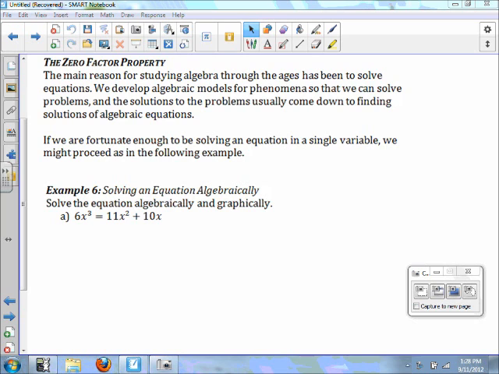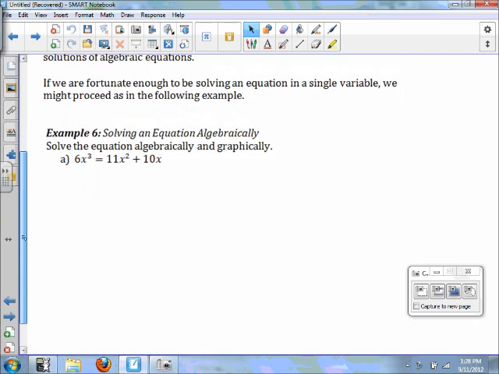Now, the main reason for studying algebra throughout the ages has been to solve equations. We develop algebraic models for phenomena so that we can solve problems, and the solutions to the problems usually come down to finding solutions of algebraic equations. If we are fortunate enough to be solving an equation in a single variable, we might proceed as in the following example. So we solve this algebraically.